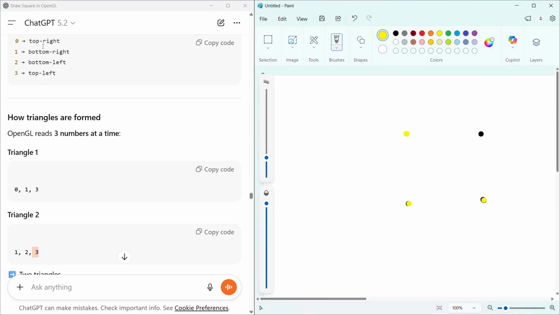Wait a minute, I just got confused. Top right over here. Bottom left right over here.